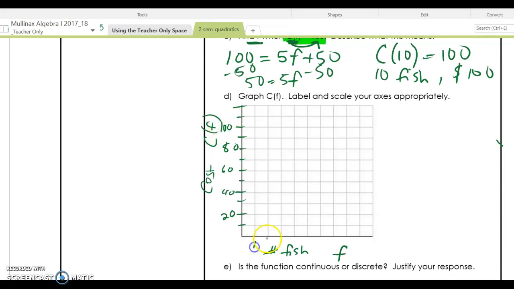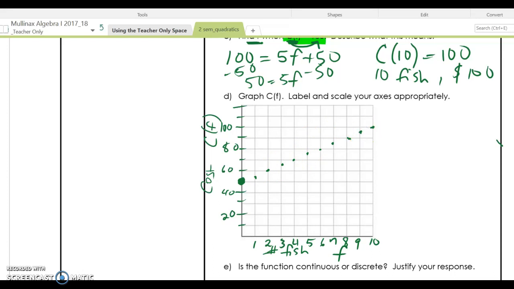And then I'm going to use a scale of 1 on the x-axis. So again, for 0 fish, and I just went ahead and bought the aquarium today, 0 fish would be $50. That's my starting amount. I'm increasing by $5 every fish, or $10 every 2 fish. And here's where we end up with C of 10 is 100. C of 5 is 75. So there's a point here for every one fish.